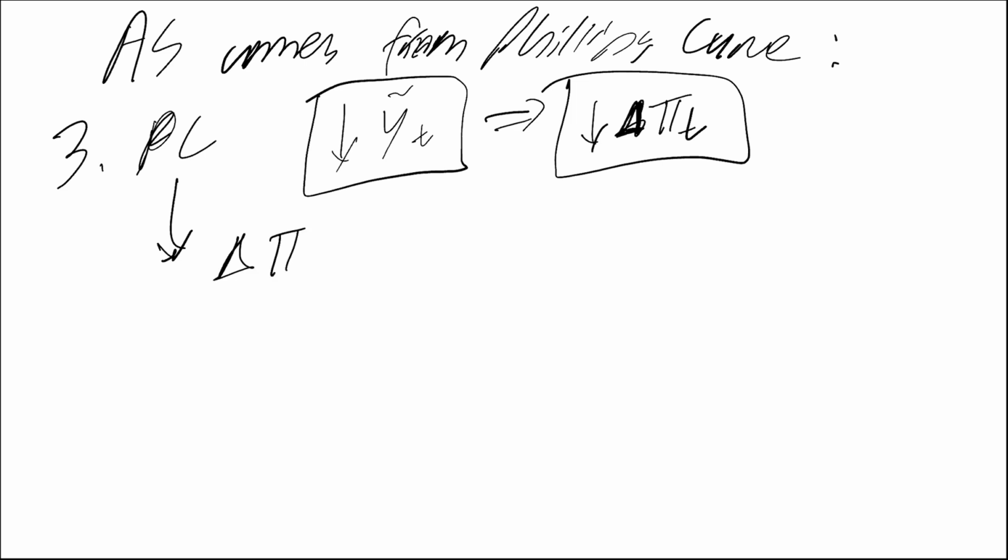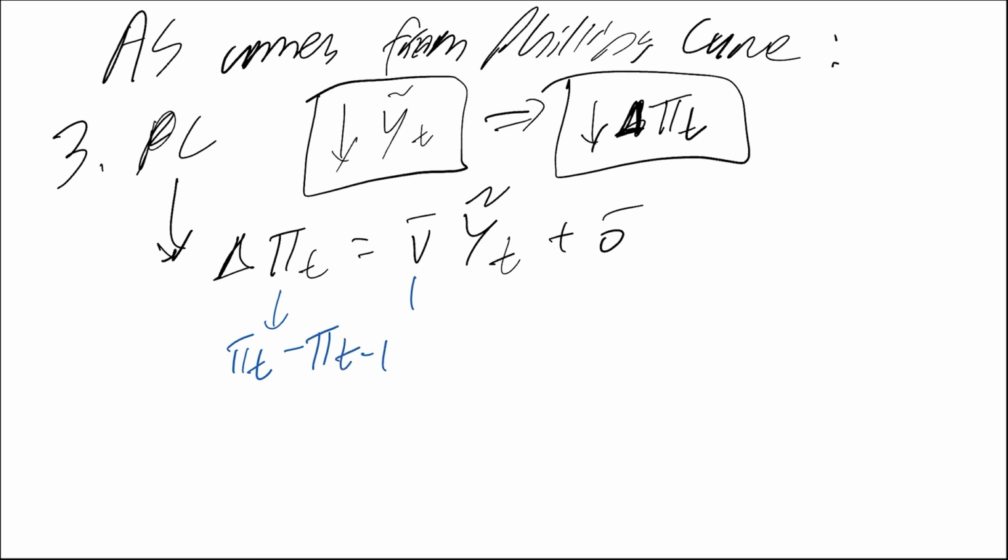We have our change in the inflation rate is equal to this V bar times Y tilde D, which is our percentage deviation in output from potential, plus this. All right, so this is our change in inflation, which is pi T minus pi T minus 1. So this is inflation this year minus inflation last year. So that's the percentage rate at which prices are increasing, so that rate of increase is going up compared to last year by this amount.